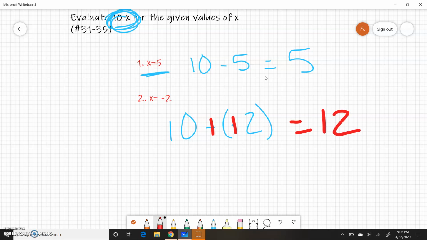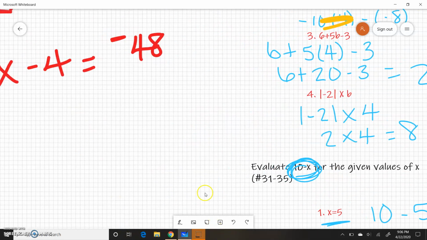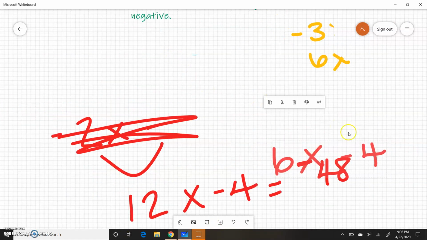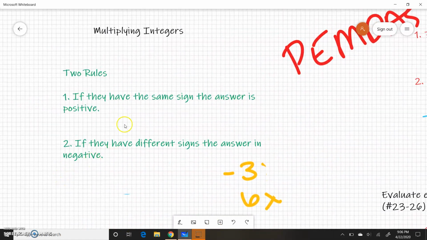I hope that is fairly clear for you. Remember, the 2 biggest rules they want you to learn today are back up over here. There they are. If two numbers that you multiply have the same sign, it's a positive answer, and if two numbers that you multiply have different signs, then it is a negative answer.